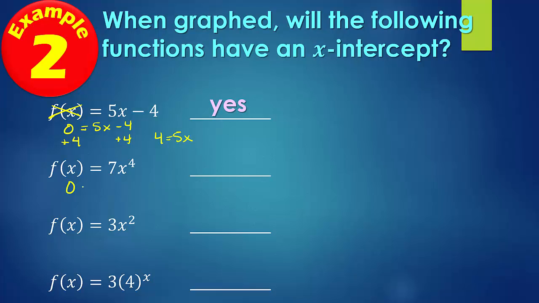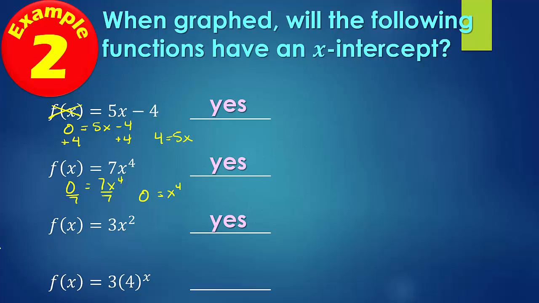What about this one? 0 equals 7 times x to the 4th power. Well, I'd have to divide by 7. Okay. 0 divided by 7. Remember, 0 can be divided by any number. That's fine. That works. All right. So you get 0 equals x to the 4th, which would just be 0. You can solve that. It's yes. Same with this one. It's the exact same type of problem, just different exponent.